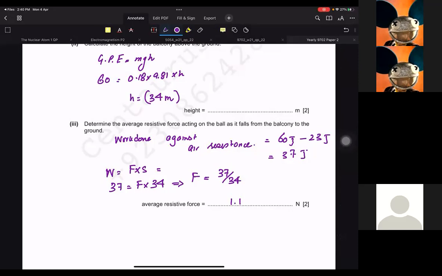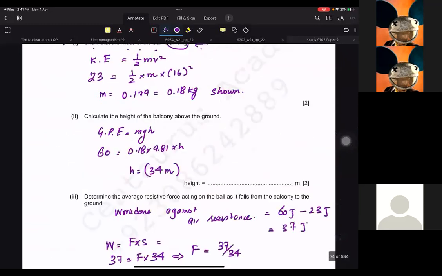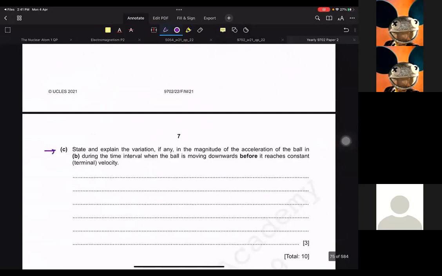Okay. Now you go to the next part. It says state and explain the variation, if any, in the magnitude of acceleration of the ball in B, during the time interval when the ball is moving downwards before it reaches constant terminal velocity. Now, this is actually asking you what is happening to the forces.